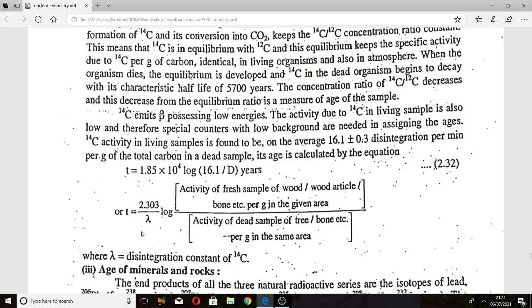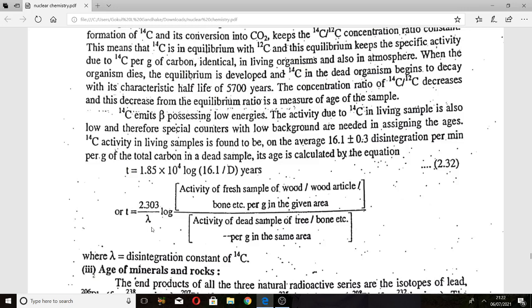It is also represented as t equals 2.303 divided by lambda times log of activity of a fresh sample of wood or bone etc. per gram in the given area, divided by activity of a dead sample of tree, bone etc. per gram in the same area. Here lambda is the disintegration constant of carbon-14. This is carbon-14 dating, that is, the age of a dead organism with the help of carbon-14.